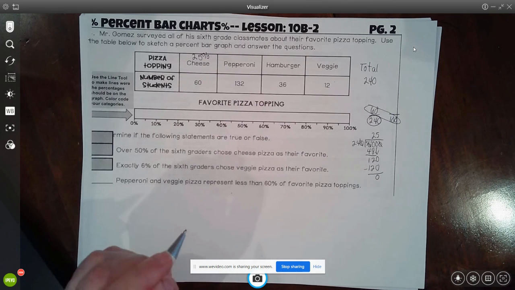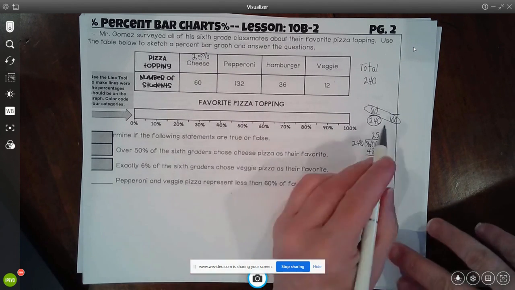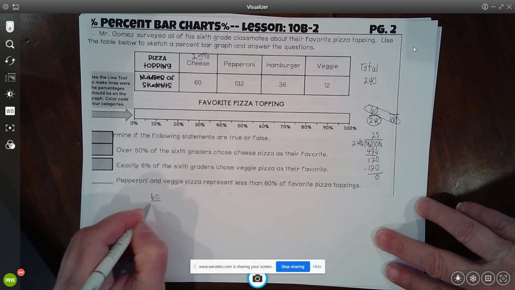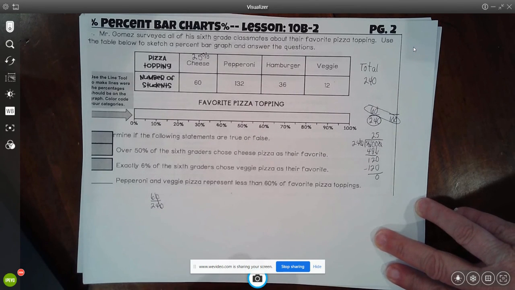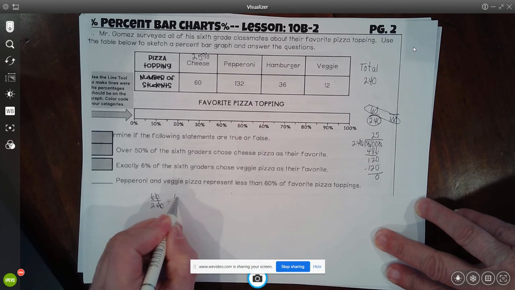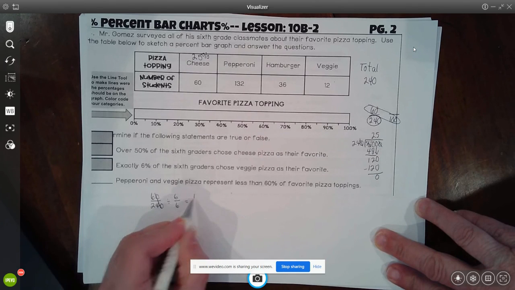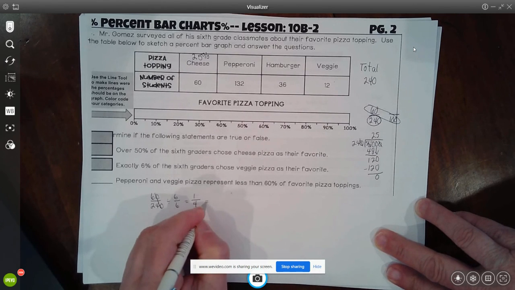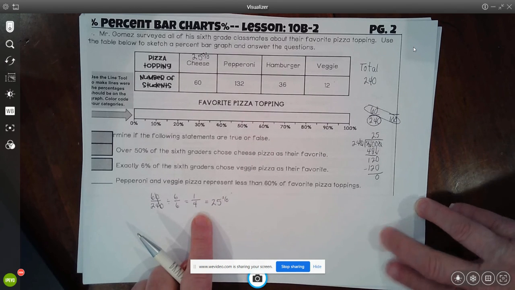Now, I can also do it another way. If I didn't want to do it this way, I could also do it 60 over 240. Cancel my zeros by dividing by 10 and reducing that by 6. 6 divided by 6 is 1. 24 divided by 6 is 4. And if you know your benchmark fractions, which we've studied, it would be 25%. So either one of those is correct.